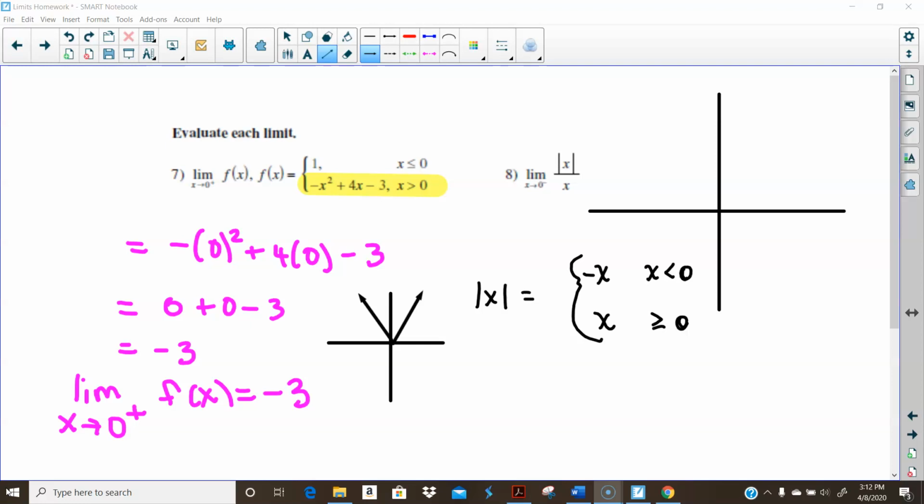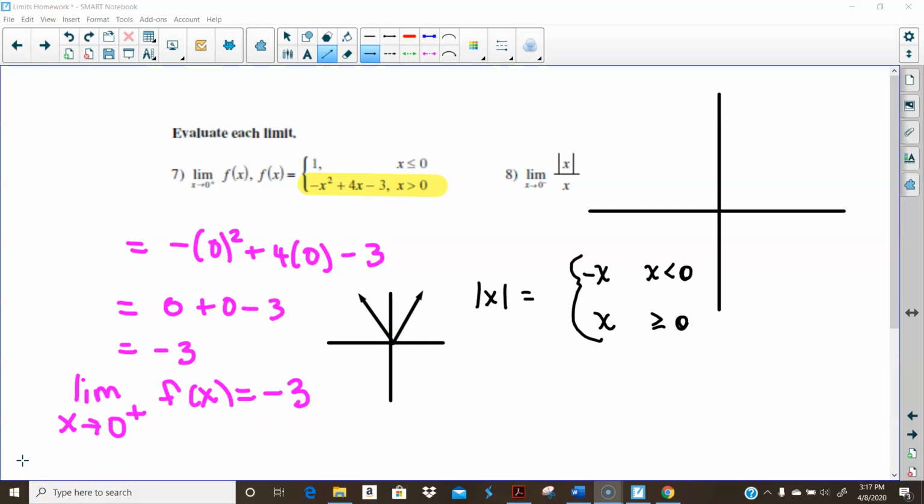The absolute value of x is really a piecewise function. So when x is less than or equal to 0, we always get the opposite of x, which is going to be this piece of the V. Then when x is greater than or equal to 0, we get x, which is the positive piece of that piecewise function.